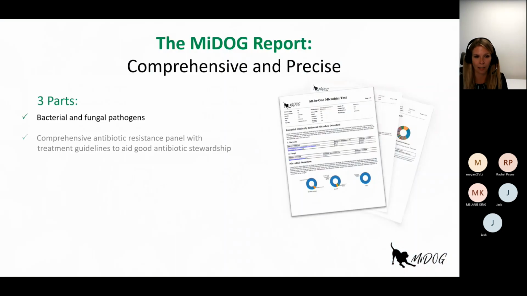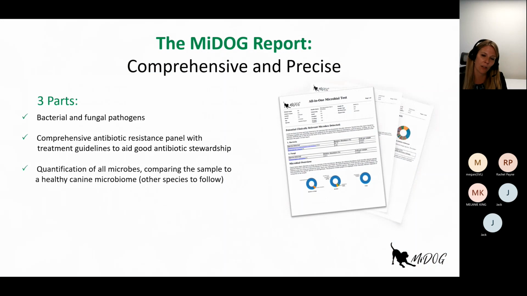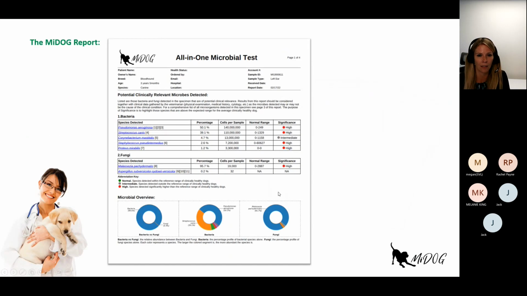The MiDOG report consists of 3 parts. First, pathogens, then antimicrobial resistances, then on the last page, commensals or any other additional information that might be important for your specific patient. And this is what the report would look like. Here I have an example of a canine otitis patient, and we would report on the clinically relevant microbes on page 1 for both bacterial and fungal pathogens. And all these are clickable links. Everything that's in blue, you can just click on and it will take you to a search engine in case you want to learn more about those specific organisms.